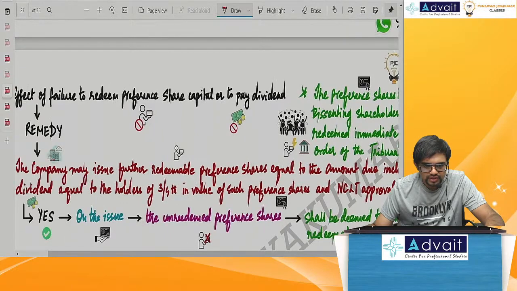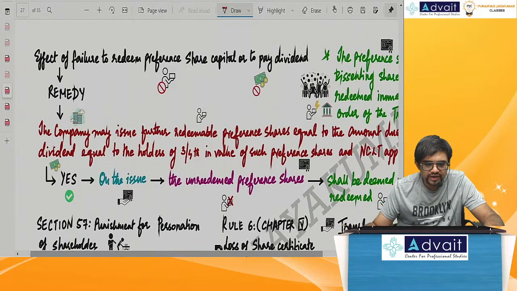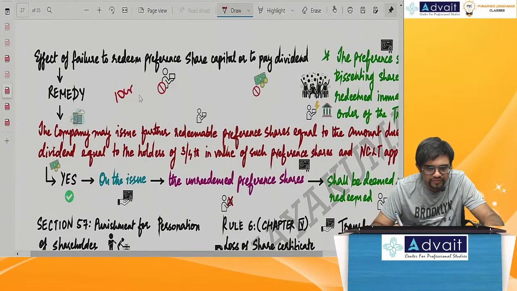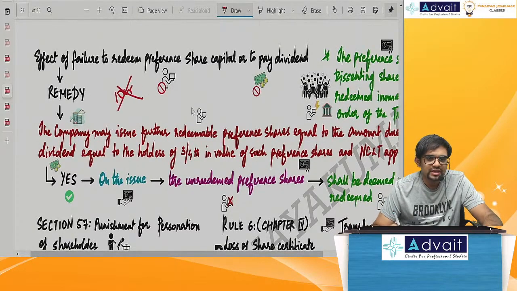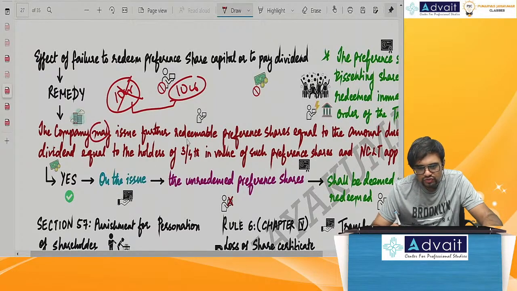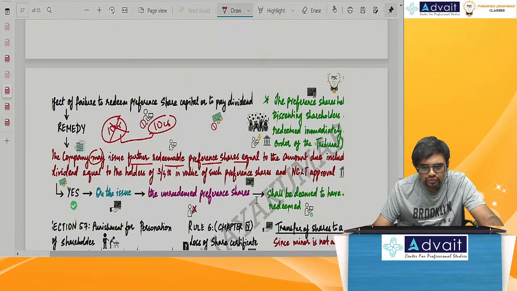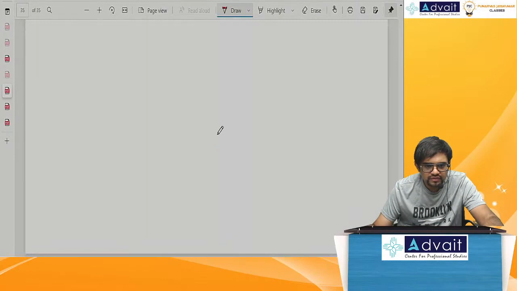Next. Effect of failure to redeem preference share capital or to pay dividend. What happens if you do not pay dividend? Basically, 10 crore worth of preference share capital was not redeemed. Can I now convert this into a fresh issue and give it to the same people? Yes. The company may issue further redeemable preference shares equal to the amount due, including dividend, to the same holders.